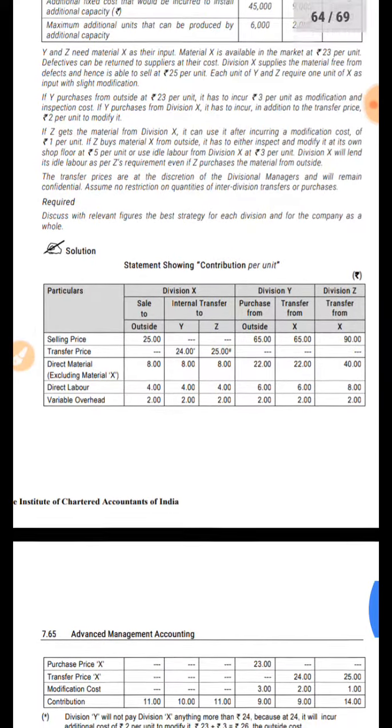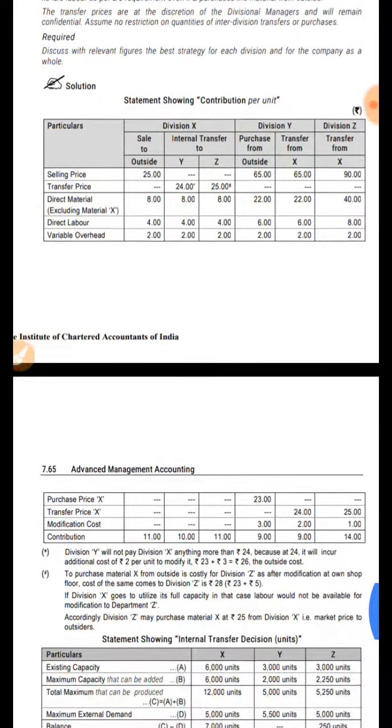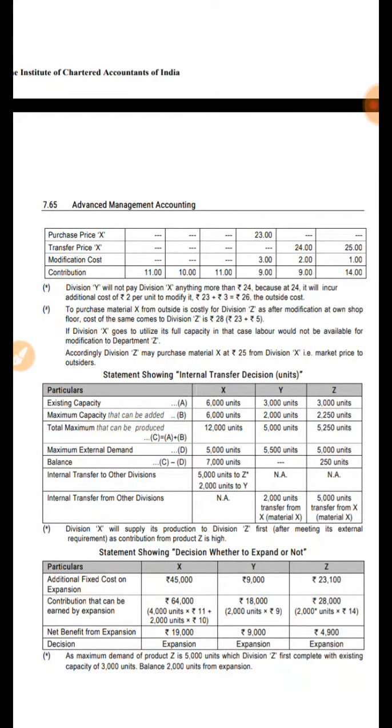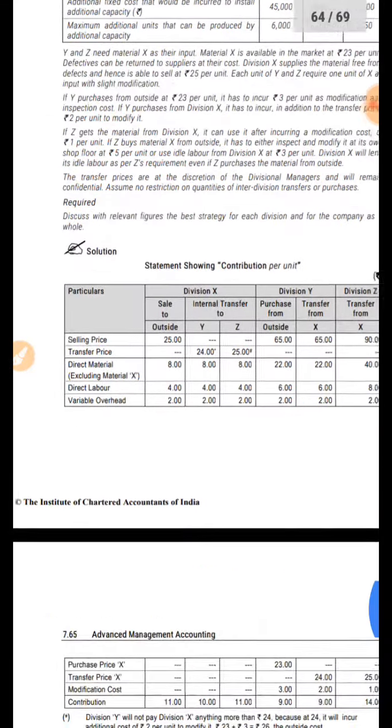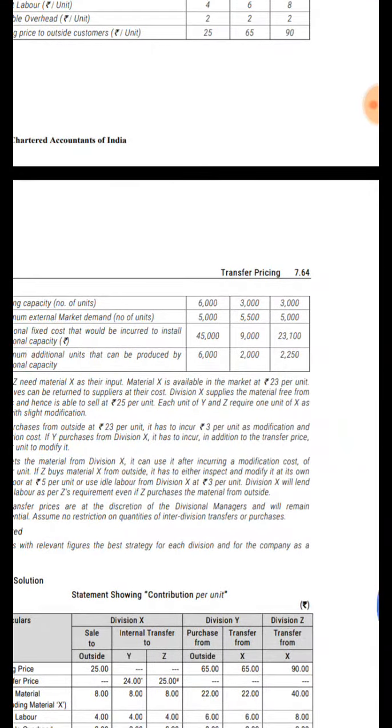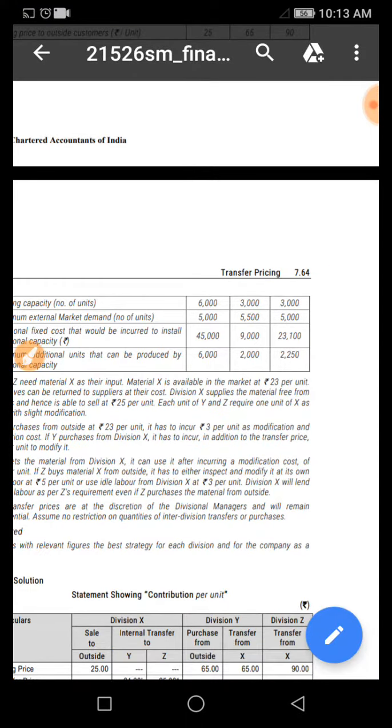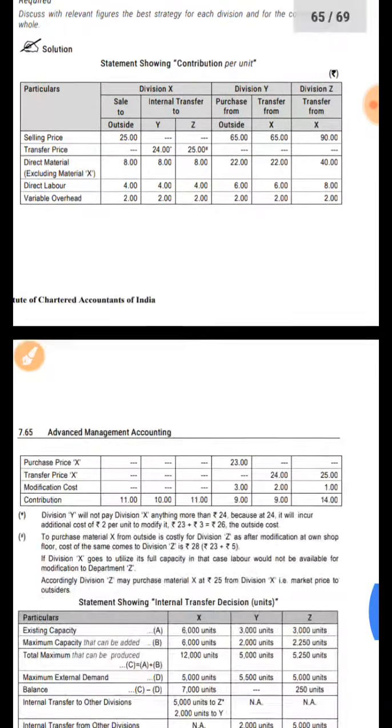Now we have to decide the best strategy for each division and the company as a whole. So first we should find out how much they have to transfer, how much is the spare capacity, and how much additional capacity is required, and whether they should go for additional capacity or not. So see, the internal transfer decision they have to take first. Existing capacity is 6,000, 3,000, 3,000. This is the existing capacity.